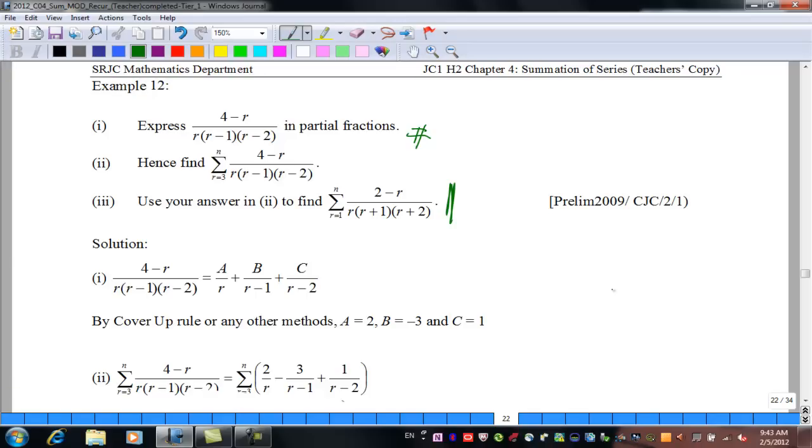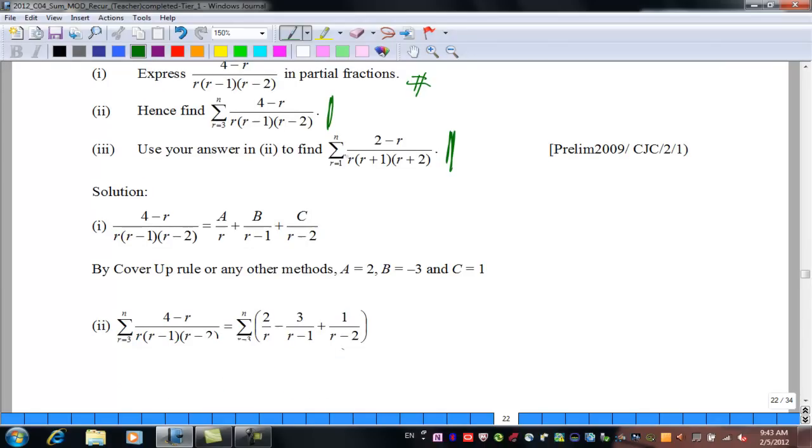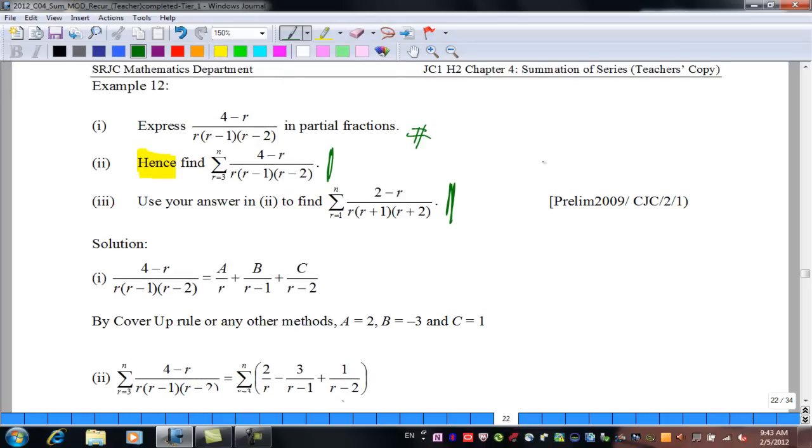Hence, we are asked to find the sum from r equals 3 to n of (4 - r) over r times (r - 1) times (r - 2). Now what is the keyword in the question? The keyword is actually "hence". So this means that I have to, without fail, make use of the answer that I found in the previous parts. So let's do a little comparison.